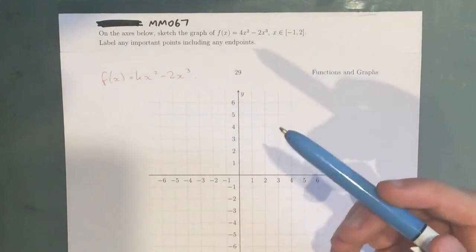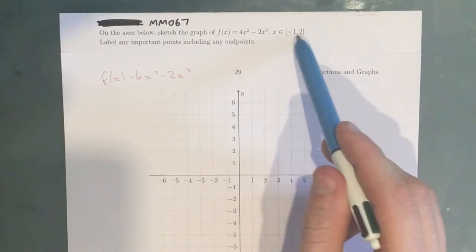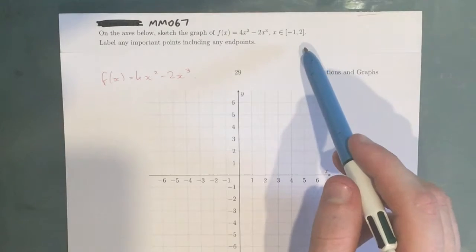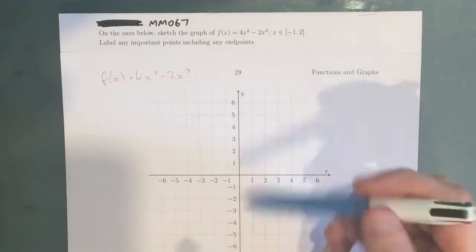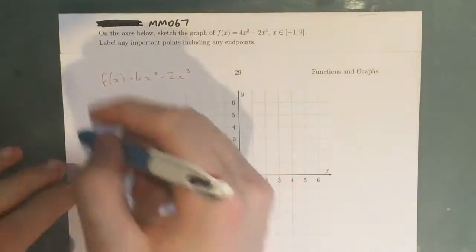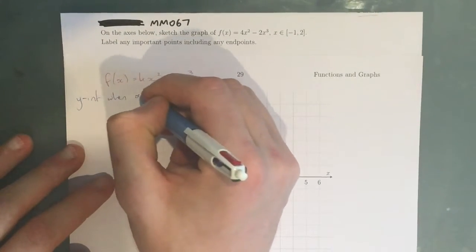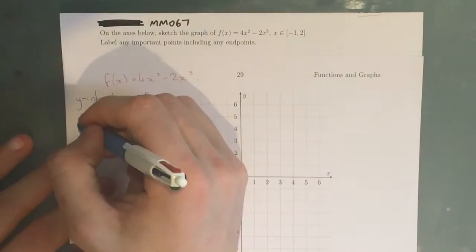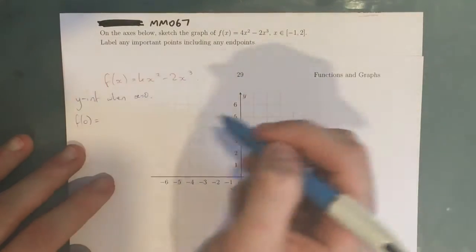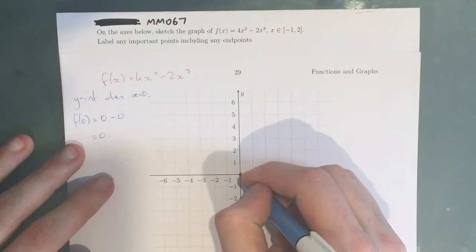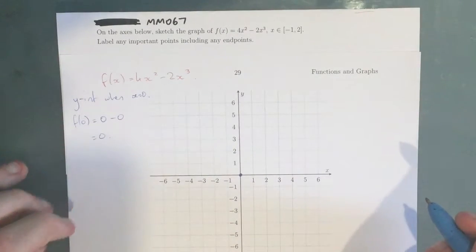Okay, so what do we do? We know that our domain is -1 to 2. What do we need to find? We need to find our y-intercept and our x-intercepts, if there are more than one. So let's start with our y-intercept. That occurs when x equals 0. So f of 0 is equal to 0 minus 0, which is 0. So we know that our y-intercept occurs at (0, 0).